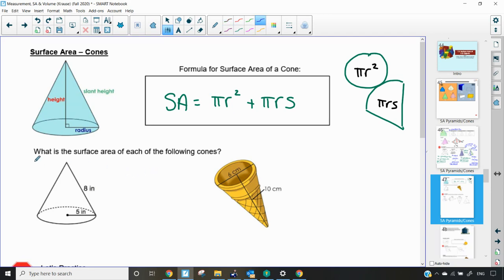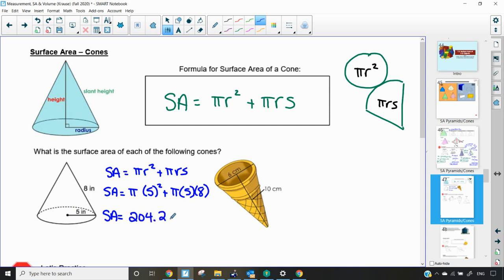So our first question here, we're asked, what is the surface area of each of the following cones? So we're going to start off with our formula, pi r squared plus pi rs, and we'll substitute in what we know. So we have pi times 5 squared plus pi times 5 times my slant height of 8. Again, if you're not given your slant height, you might have to use Pythagorean theorem to find it. But in this case, we're given what we need. So 204.2 inches squared. And again, this can be done on your calculator all in one step.